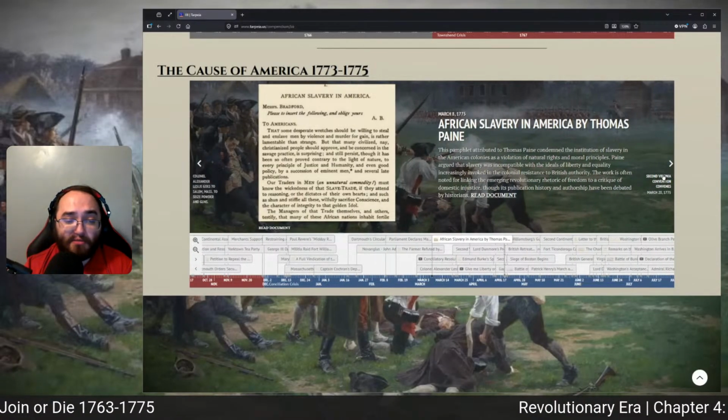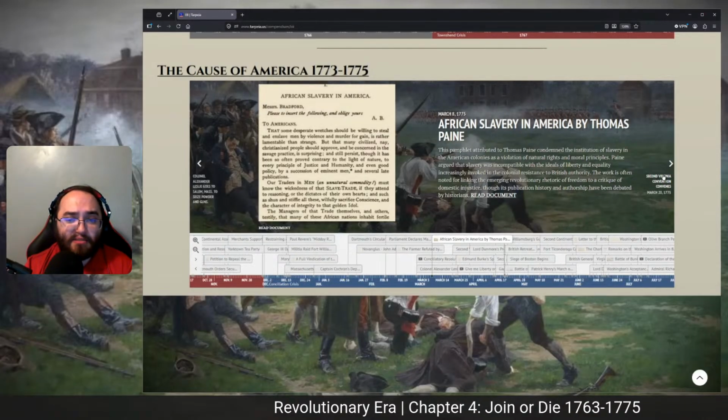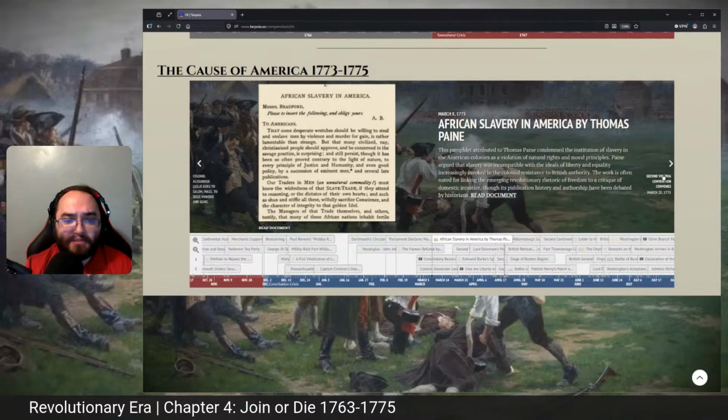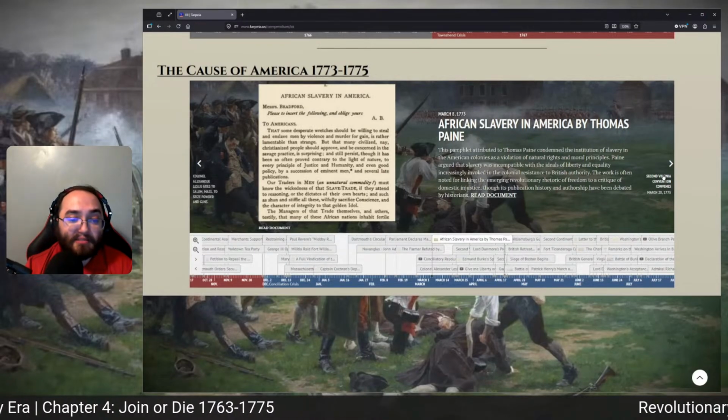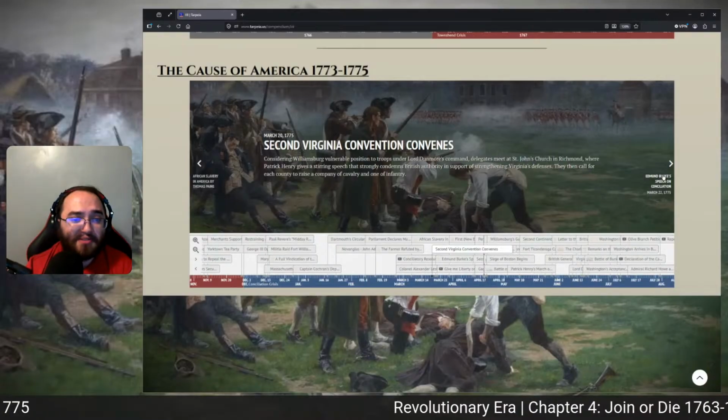Here's an interesting essay written by Thomas Paine called African Slavery in America. And in it, he condemns slavery in the United States. So Thomas Paine is an abolitionist.